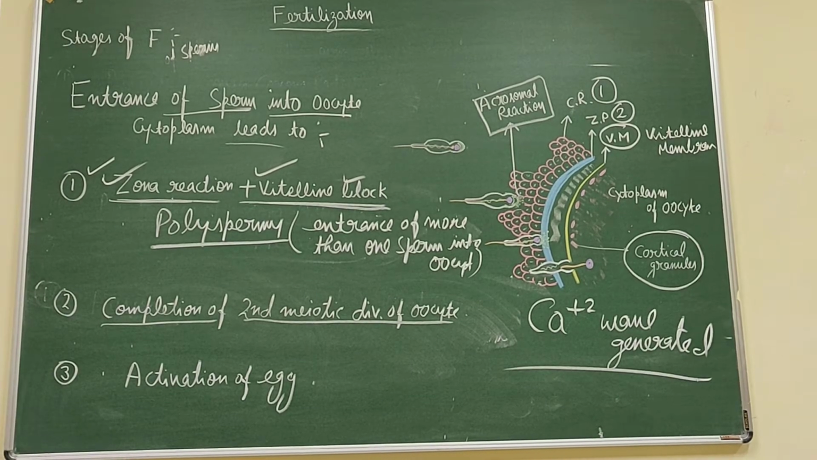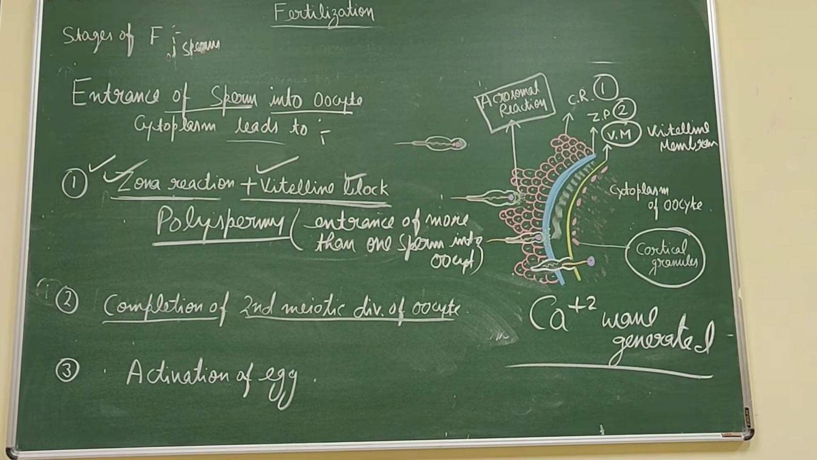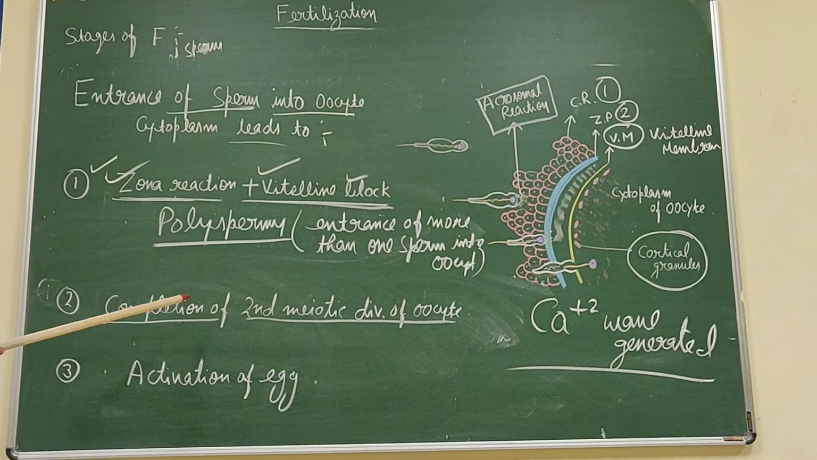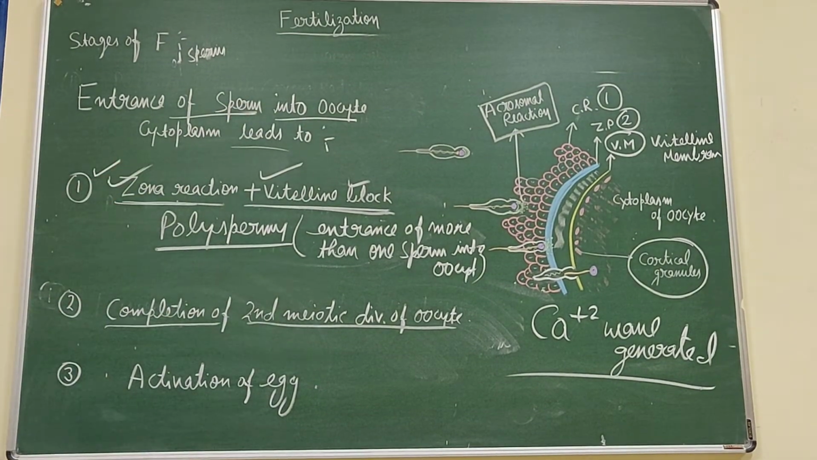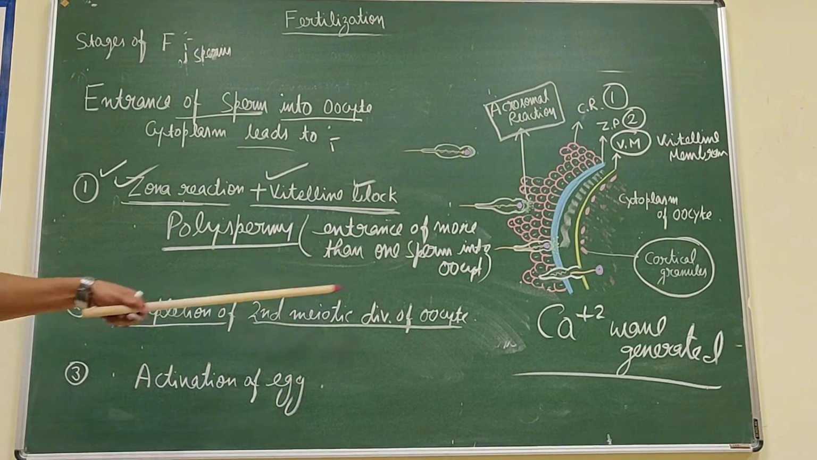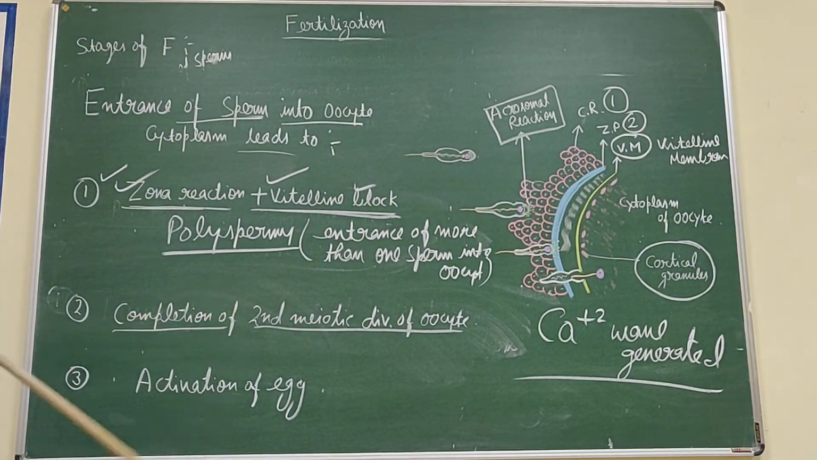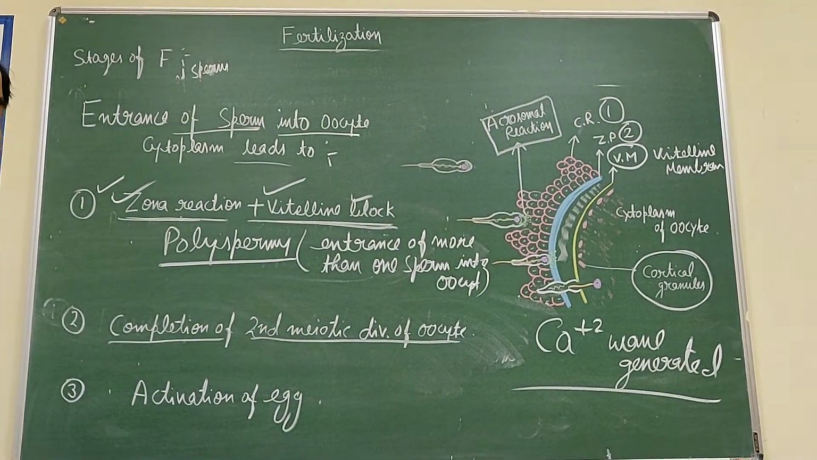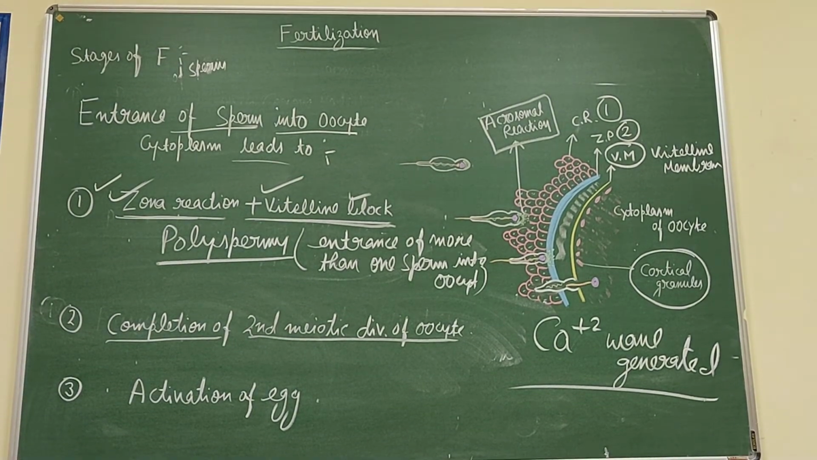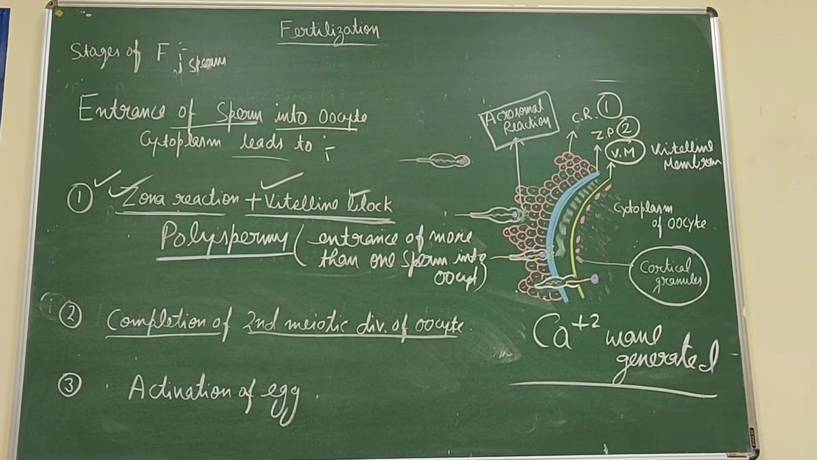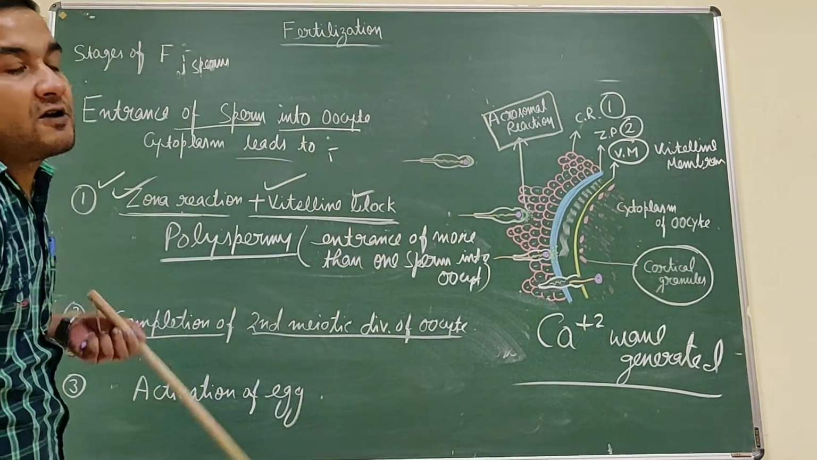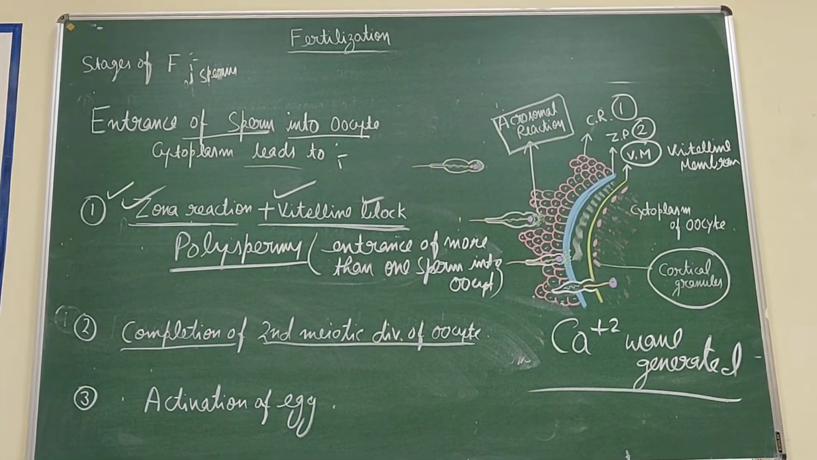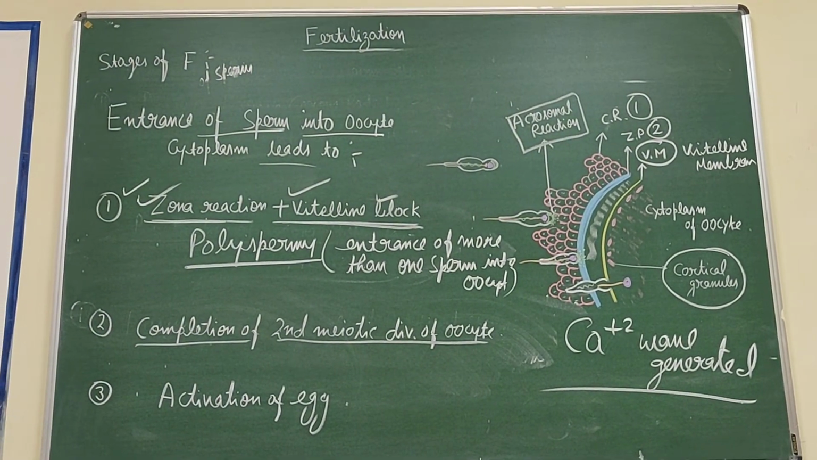Now this secondary oocyte is arrested in the metaphase of the second meiotic division, and that is completed at the time of fertilization. So as this process occurs, the second meiotic division that was arrested in the metaphase is completed, and as a result the second polar body is formed. If fertilization does not occur, then the secondary oocyte degenerates within 24 hours after ovulation.